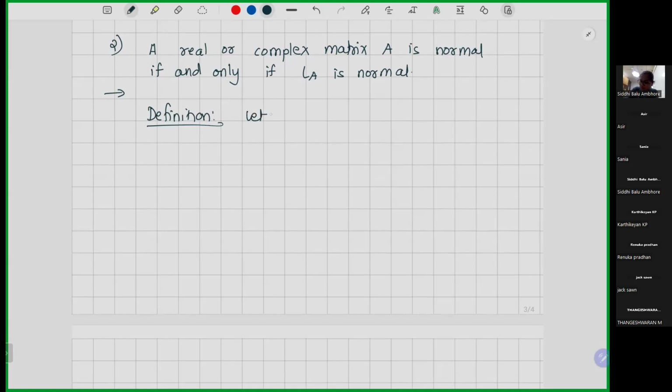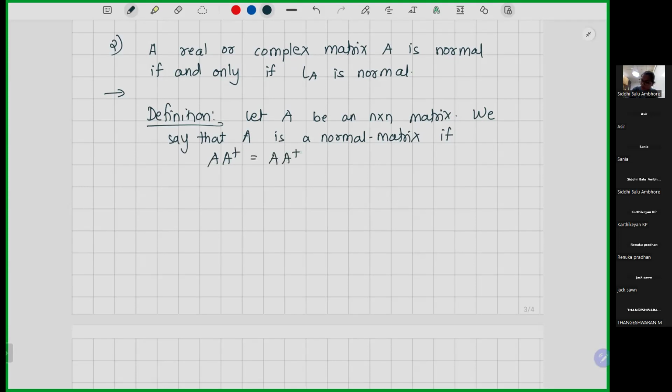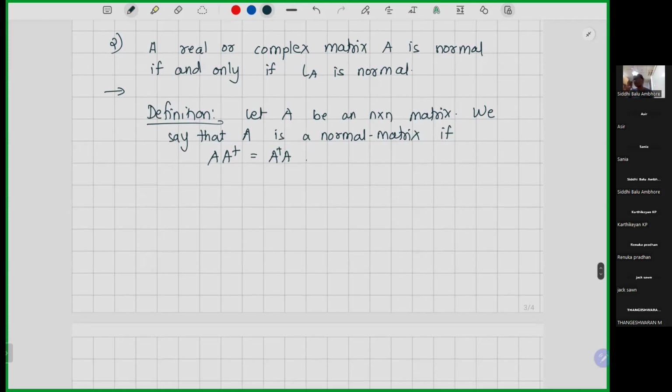So the matrix normal is: let A be an n cross n matrix. We say that A is a normal matrix if A into A conjugate transpose is equal to A conjugate transpose into A. Okay, this is matrix multiplication.